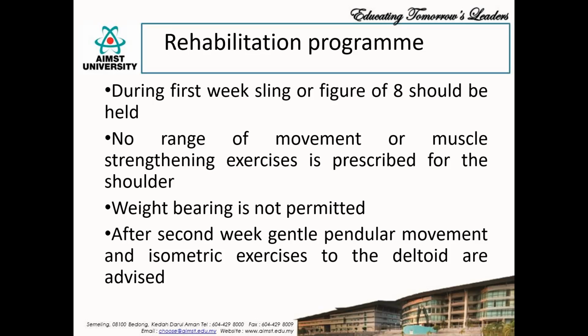Okay, so the first 2 weeks this is the protocol, and then from the second week onwards you can apply gentle pendular movements and isometrics to the deltoid. Remember, gentle pendular movement and isometrics to the deltoid can be started. That is decided by pain and cooperation of the patient. If you are starting any new movements, they should be performed by the patient itself. So you need their cooperation.